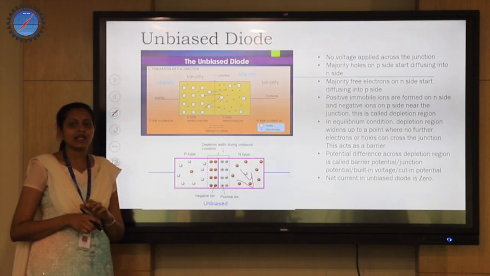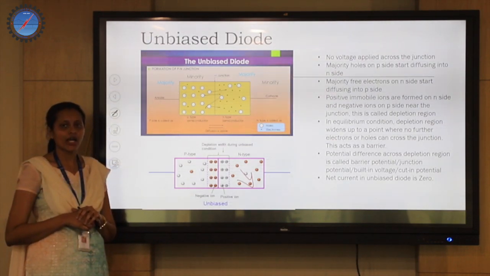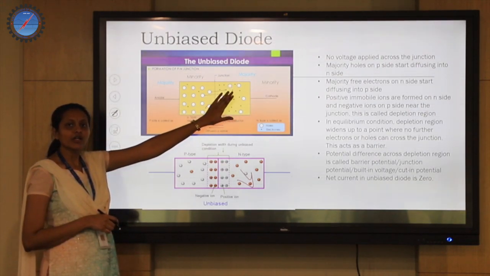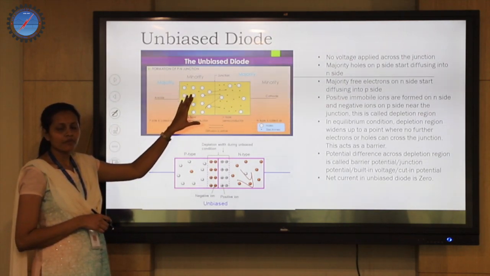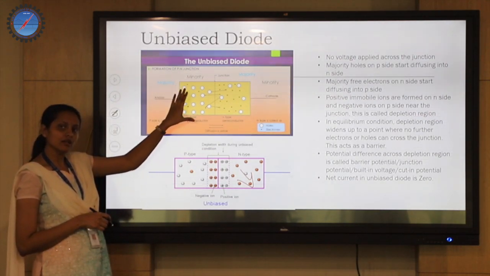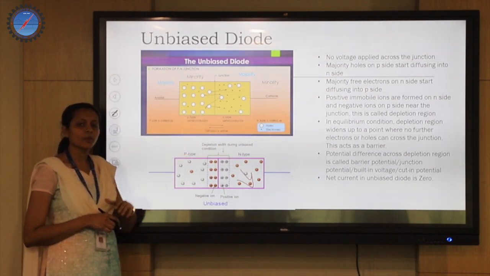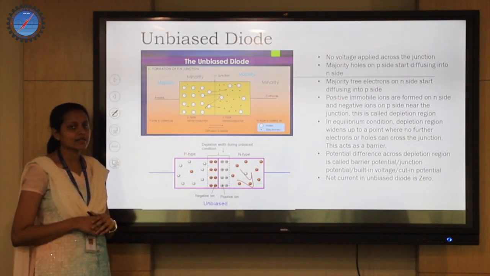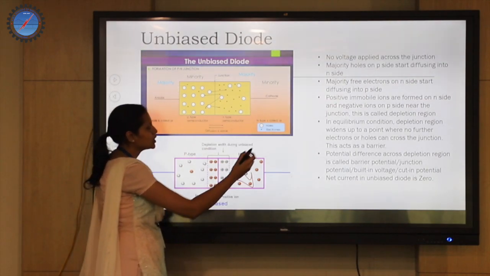So in order to balance or to get equilibrium, the normal tendency is that the charge carriers which are more in number here, electrons, try to move from n type to p type, and similarly the holes which are majority here and minority there will try to move from p side to n side. This exchange of charge carriers or movement of the charge carriers across the junction is called diffusion.